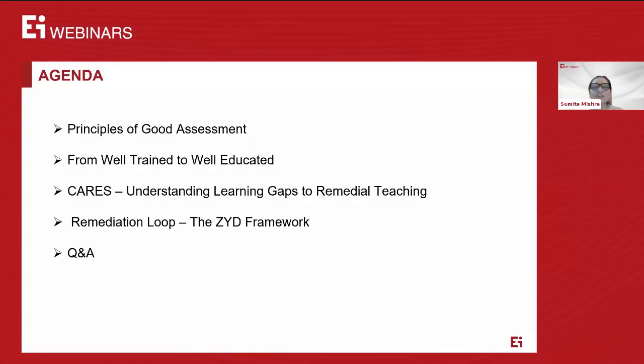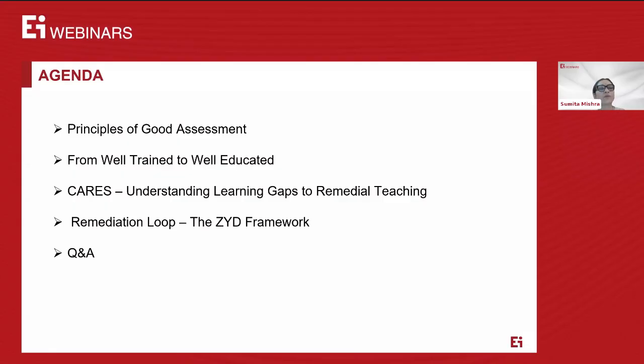So the session that we are going to take today is, I think, at the heart of effective classroom teaching for us. What does it mean by what and how students are learning? In our session today, the agenda includes looking at principles of good assessments. How do we move students from becoming well-trained to well-educated? And through the course of the session, you will see what we mean when we say this.